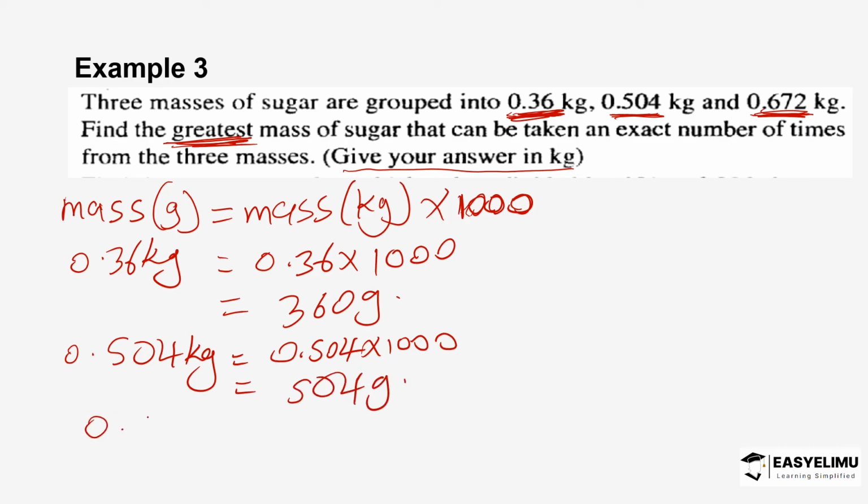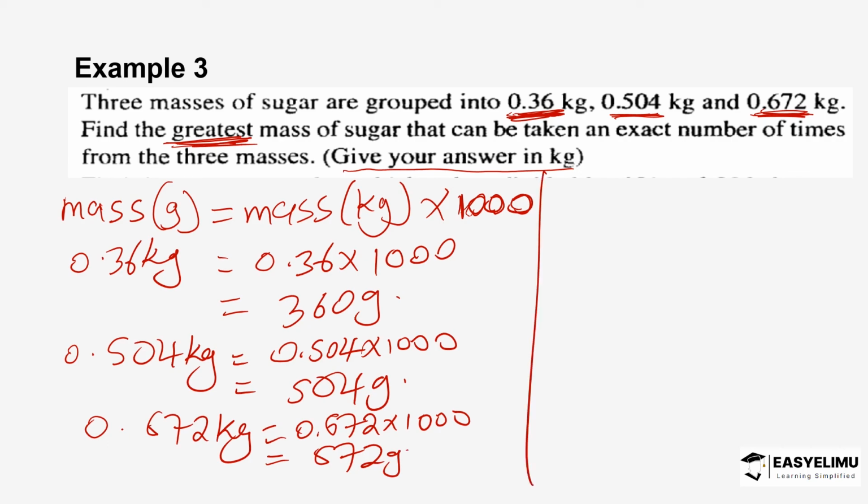And then we have 0.672 kilograms, so that is equal to 0.672 by 1000, which is going to give us 672 grams. So after that, you can find the GCD of these three numbers, and then you remember to reconvert back to kilograms. So we have 360, we have 504, and then we have 672.